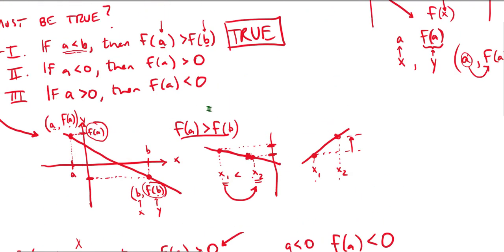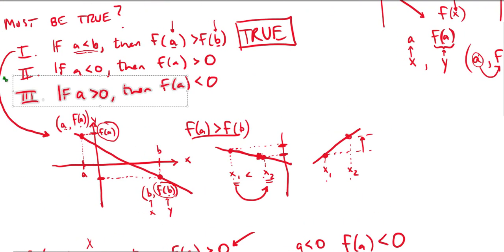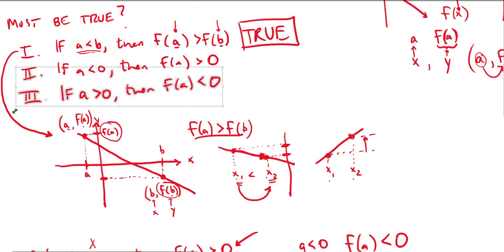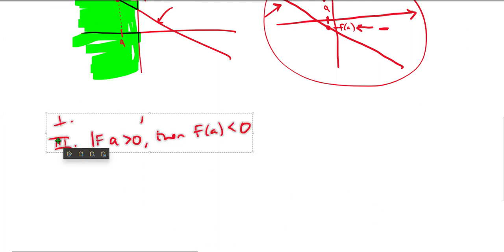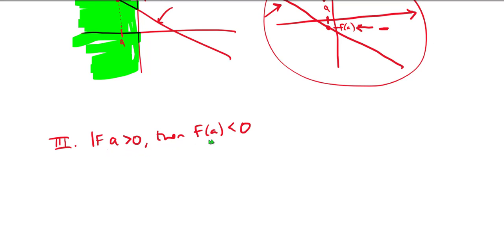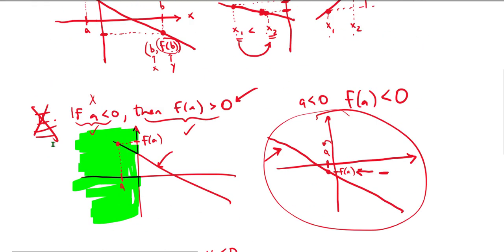Now what about Roman numeral 3? Let me copy this, bring this down, and get rid of some of this messy stuff. Roman numeral 3 says if A is greater than 0, then f of A is less than 0. That's saying if x is greater than 0, then y is less than 0. By the way, let me add that up here: x is less than 0, y is greater than 0.